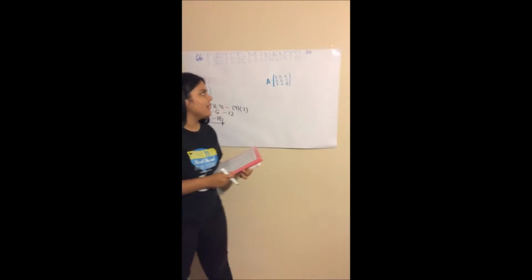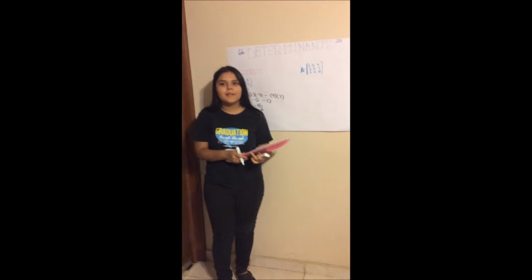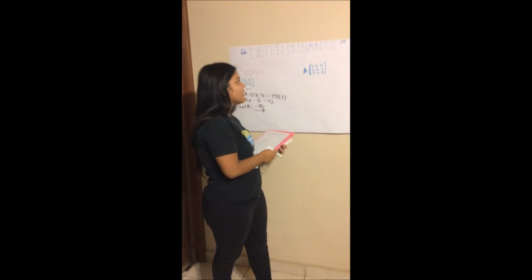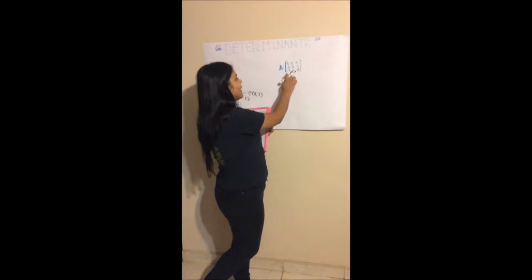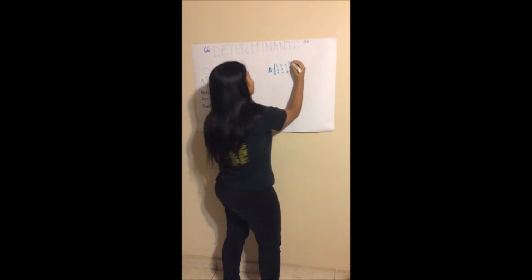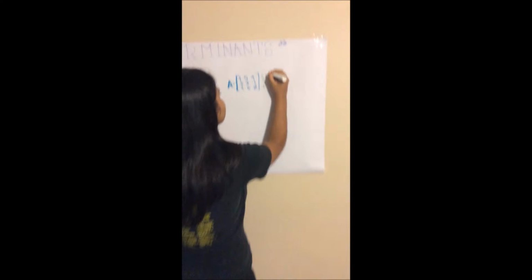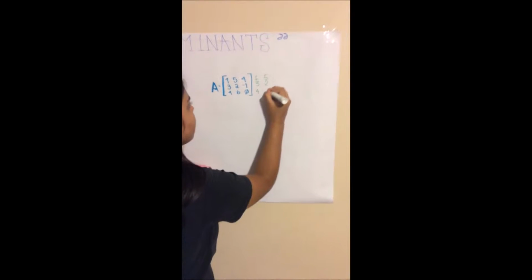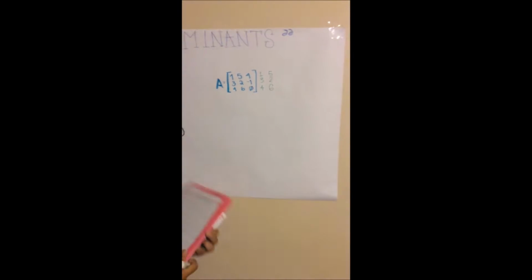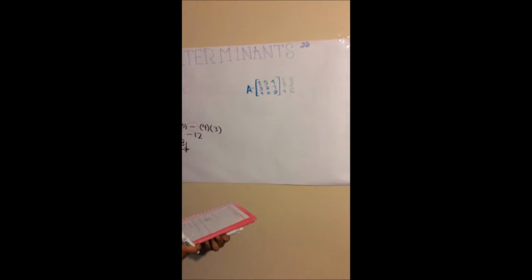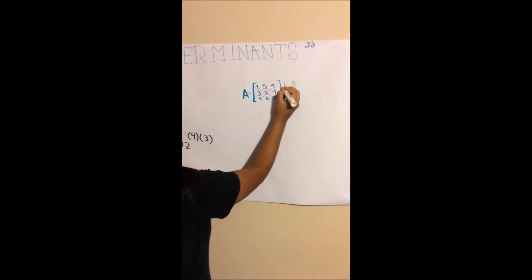And now we have a matrix of order 3, and for this one we're going to use the array method. This method consists of adding the first two main columns to the right, and then multiplying the main and now the non-main diagonals.